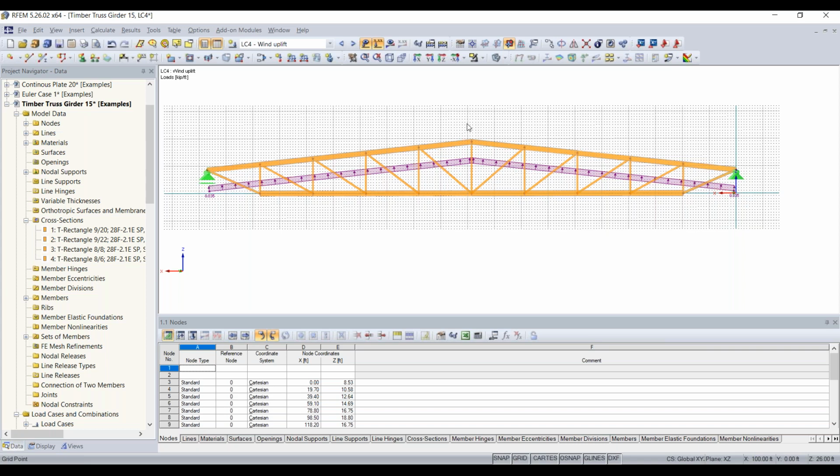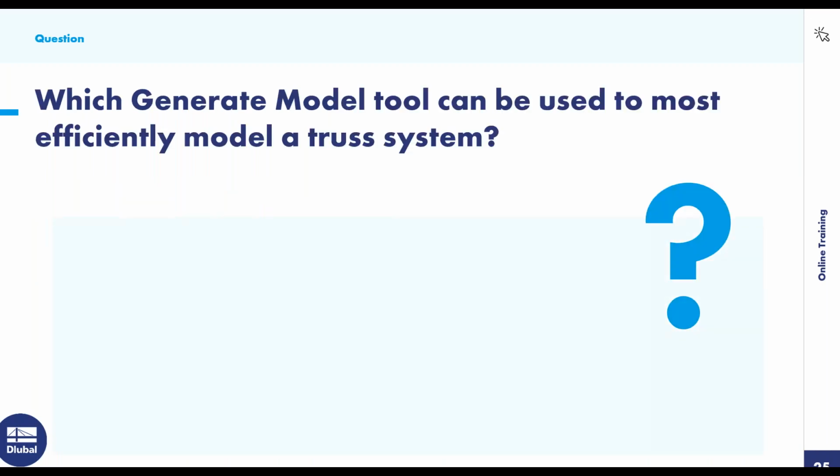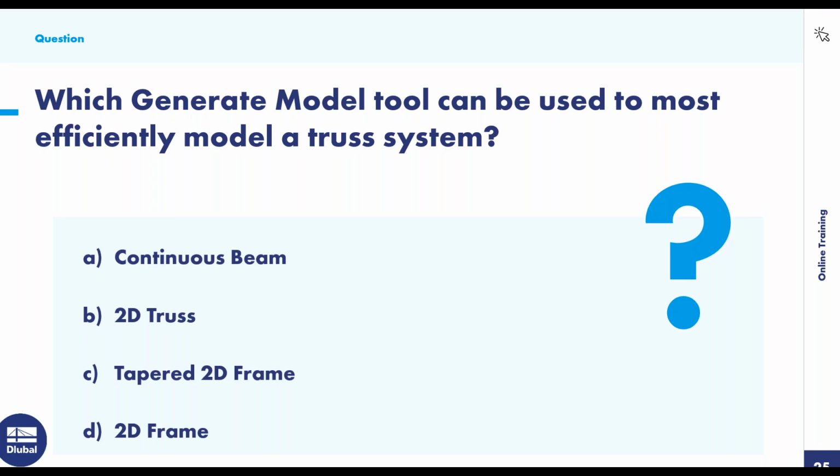So I'm going to run the calculation now. I'll click Calculate All. And while that's running, I would like to ask a question, and then we can go over the answer afterwards.